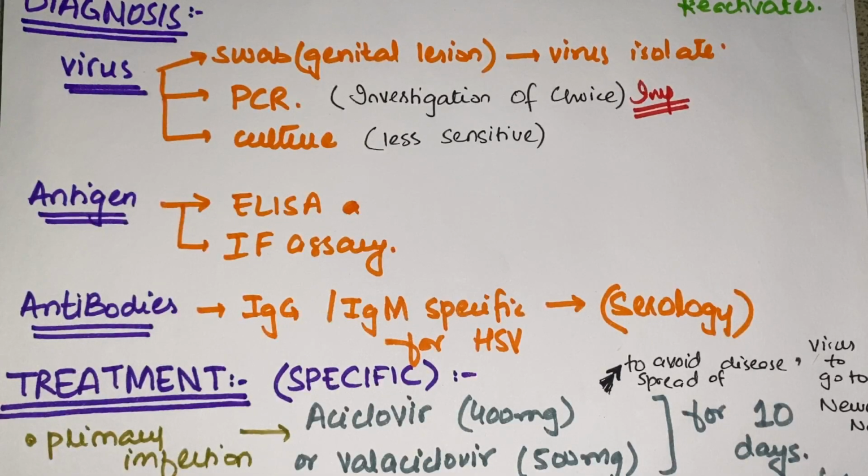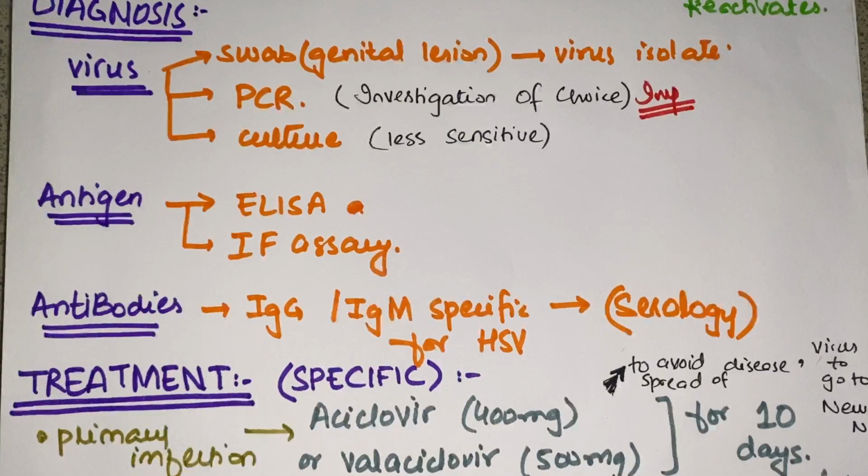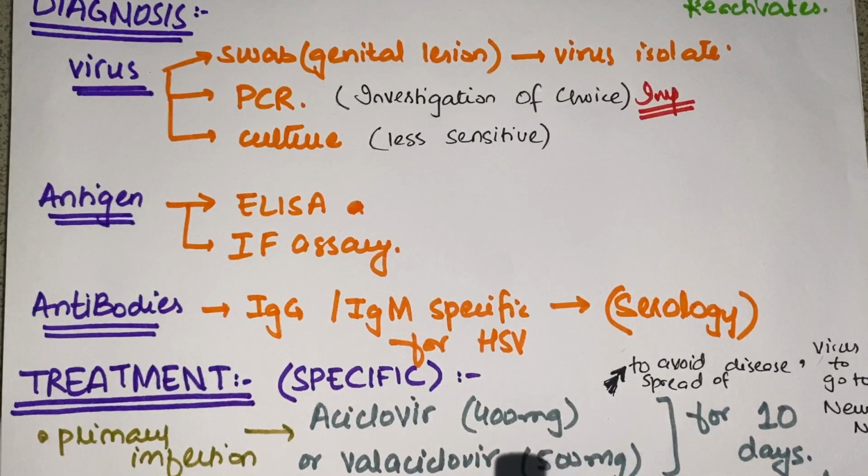Then we can send the sample for PCR, polymerase chain reaction. This PCR is the investigation of choice for genital herpes. Plus, less sensitive tests are available: we can go for culture of the herpes simplex virus from the sample we took.